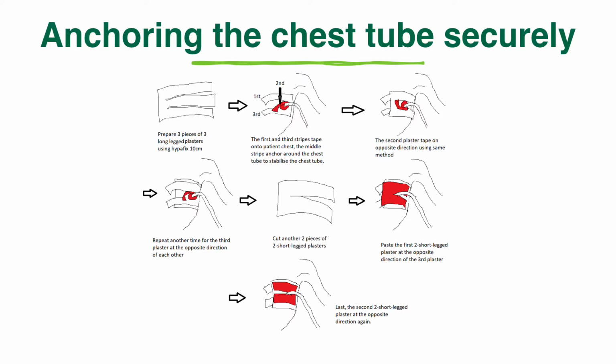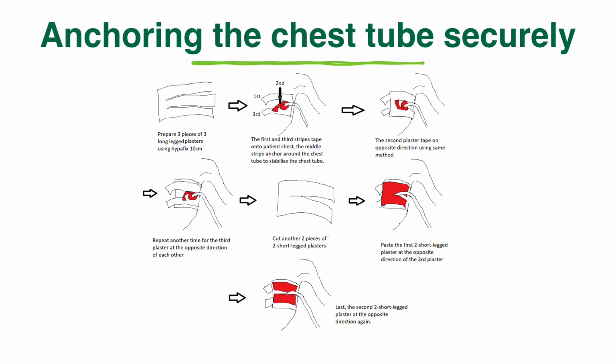First, prepare three pieces of long leg plaster. The first and the third strips are taped onto the patient's chest, while the middle strip anchors around the chest tube. Then the second plaster goes in the opposite direction using the same method. Repeat once more for the third plaster in the opposite direction of the second.